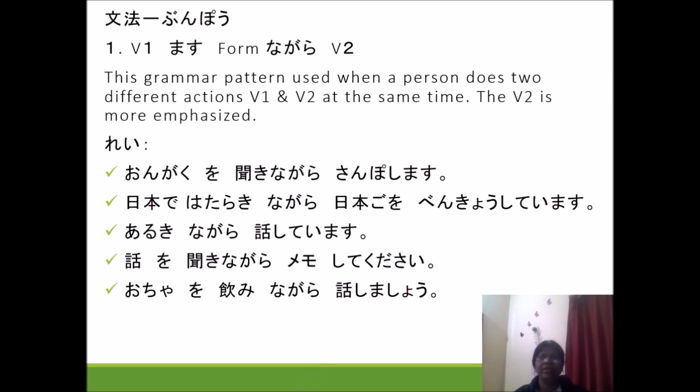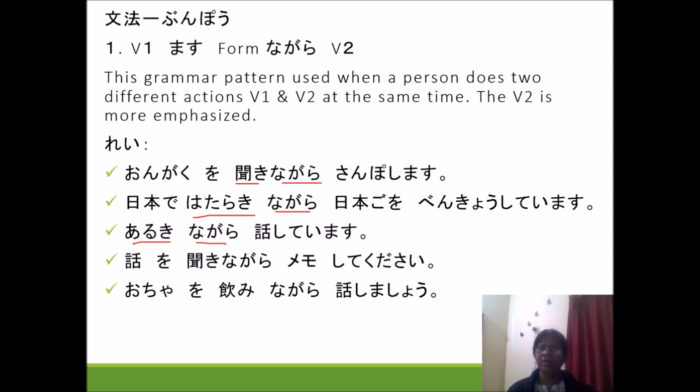Here you find kikimasu, kiki, nagara. So, ongaku o kikinagara sanpo shimasu. While I am walking, I am listening to music. Nihon de hataraki nagara. Hatarakimasu, so hataraki is masu form. Nagara. Nihongo o benkyou shite imasu. While I am working in Japan, I am studying the Japanese language.